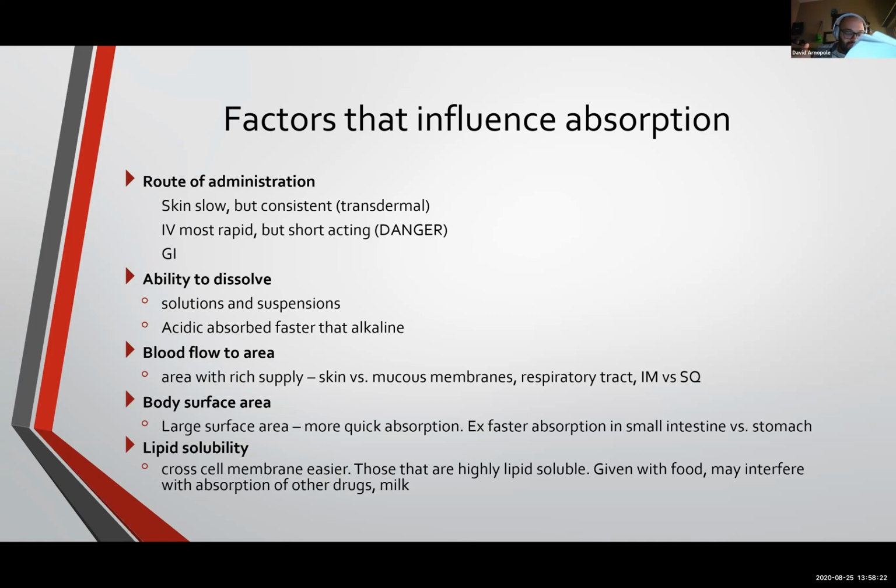The ability to dissolve. Solutions and suspensions. How does something break down? Are you going to give it orally as a liquid, and then it breaks down more rapidly? It makes it easier.